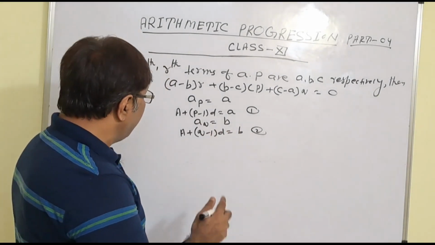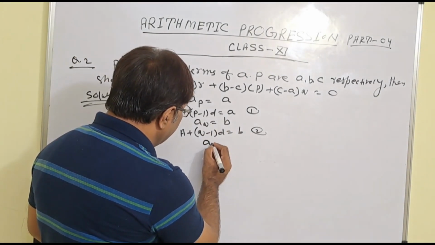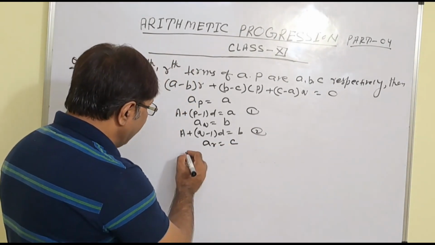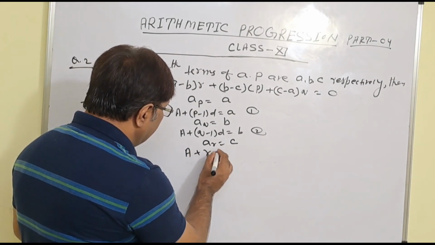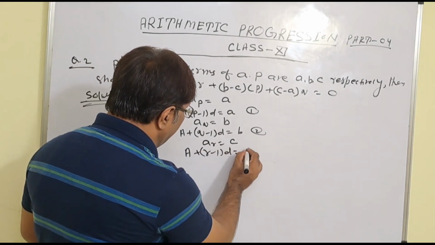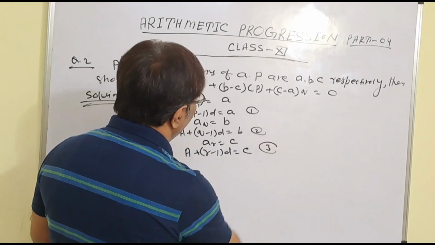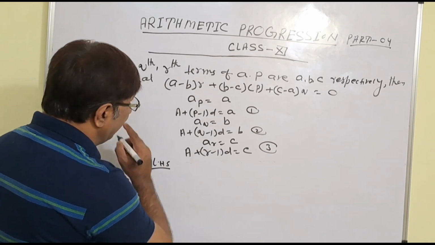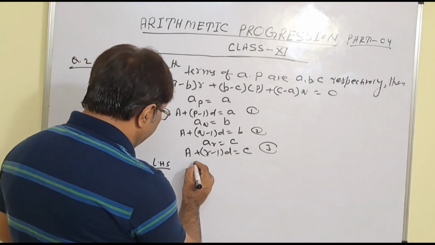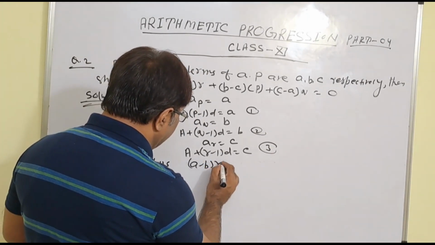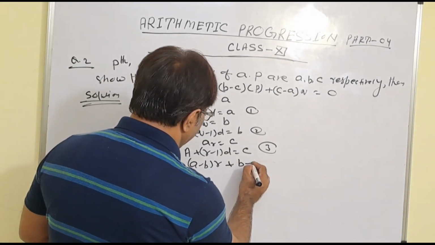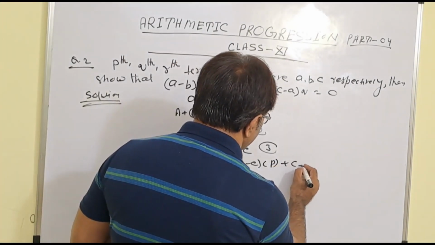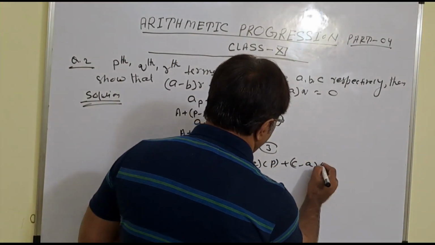Now again it is given the Rth term, that is AR equals C. So the Rth term is again A plus (R minus 1) into D equals C. Okay. Now you see, we have to find the LHS, which is (A minus B) multiply R plus (B minus C) multiply P plus (C minus A) multiply Q.